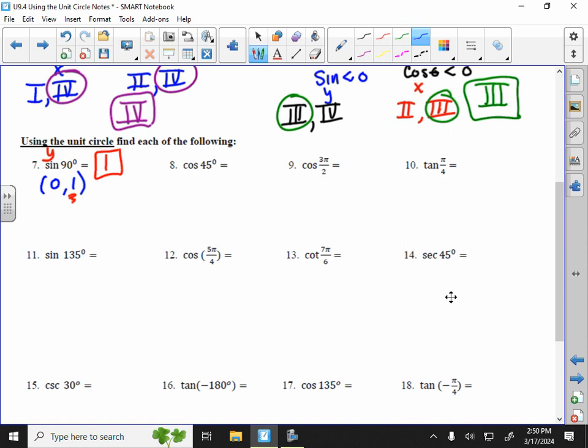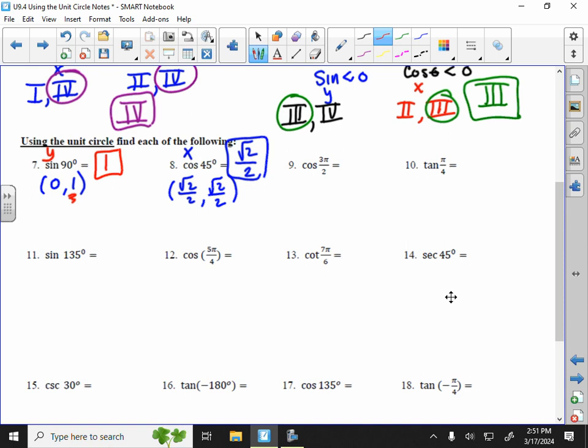All right, cosine 45. All right, so the ordered pair for 45 degrees is root 2 over 2, comma, root 2 over 2. Cosine is the x-coordinate of that ordered pair. So the x-coordinate is root 2 over 2. Now, if you put cosine 45 degrees in your calculator, most of your calculators are going to give you the decimal of root 2 over 2. You know what that is. Some of your calculators could probably find the exact answer, and it'll give you root 2 over 2. But again, you want to practice using the ordered pairs because you probably won't have a calculator to use on the test.